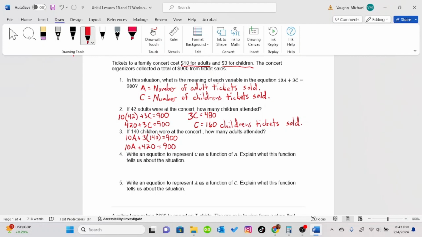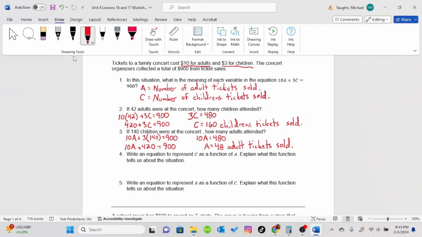Now we subtract 420 from both sides and we get 10A equals 480. And last, we divide both sides by 10 and we get 48 adult tickets sold.